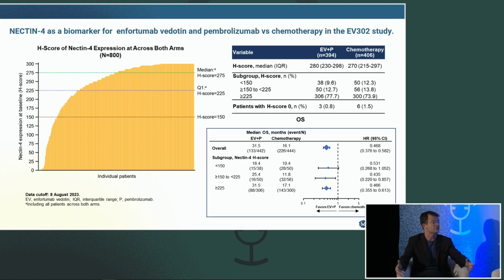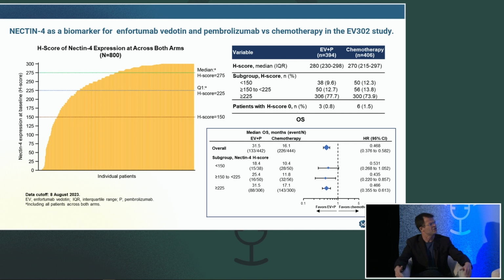I think this demonstrates that Nectin-4 in urothelial cancer seems to be quite closely correlated with each other. And the outcome data across the board in the EV302 study, I think it's fair to say that EV-Pembro outperforms platinum-based chemotherapy.